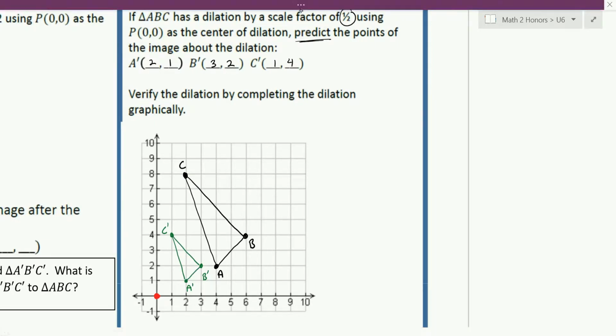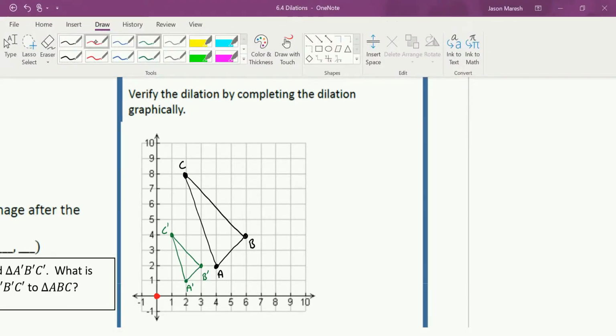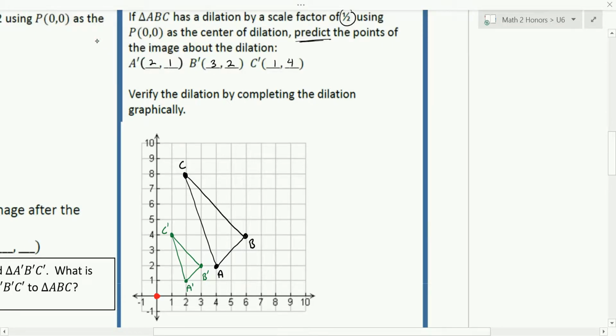Because our scale factor is 1/2, there are a couple of ways to check that. If you find a length in your original, like the length from A to C, the length from A prime to C prime should be exactly half of that. We'd have to use the distance formula to verify that. Another easier way is, if I want to go from my center to point A, I go right 4, up 2. To go from my center to A prime, I go right 2, up 1, which is cutting things in half, and that shows it's half the distance.